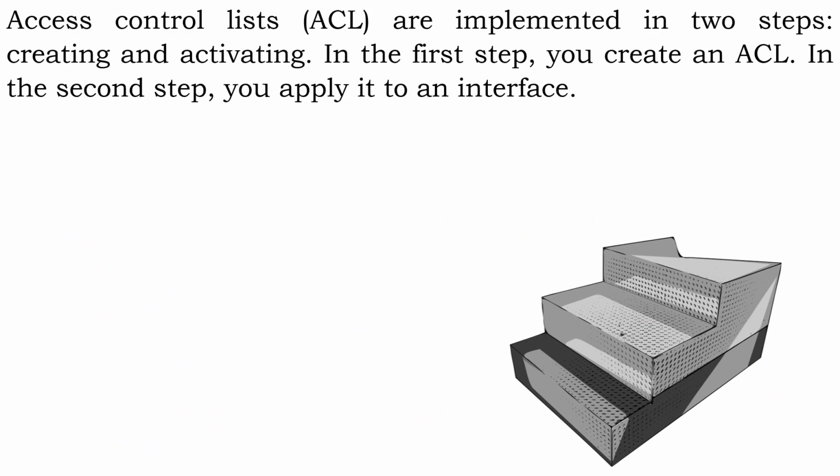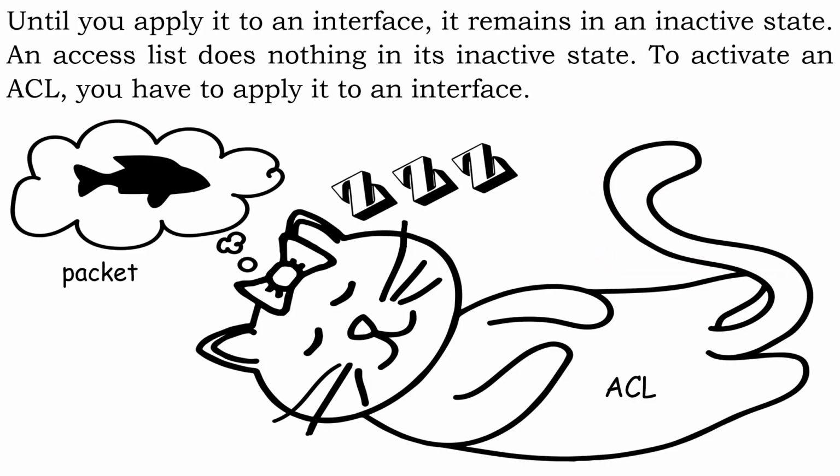ACLs are implemented in two steps, creating and activating. In the first step, you create an ACL. In the second step, you apply it to an interface. Until you apply it to an interface, it remains in an inactive state. An access list does nothing in its inactive state.